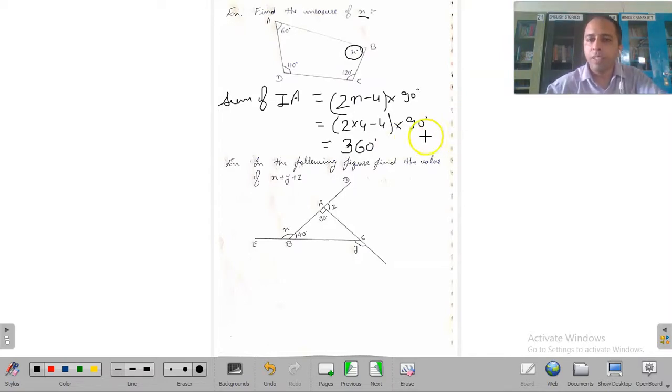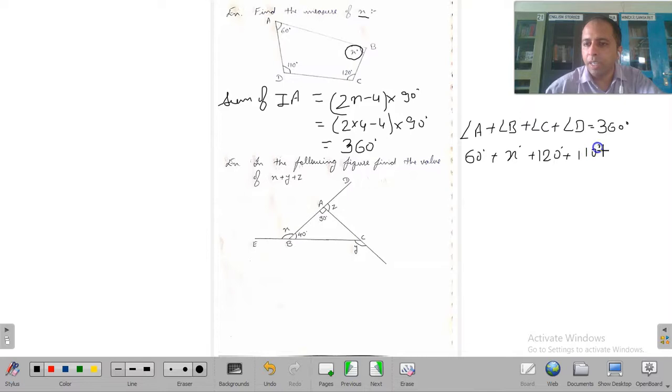Now out of all these, 3 angles are given. That means what can I write down? Angle A plus angle B plus angle C plus angle D is how much? 360 degrees. That means angle A is 60 degrees, plus angle B is x degrees, which we have to find out, angle C is 120 degrees, and angle D is 110 degrees, equals 360 degrees.